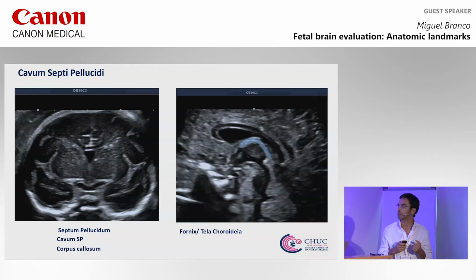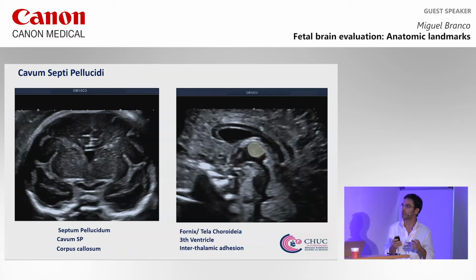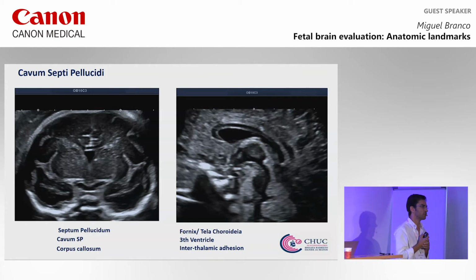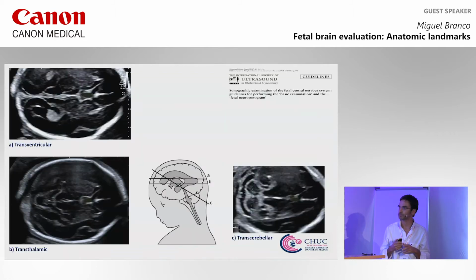callosum. The fornix here is placed more or less on the same level of the tela choroidea, and something with the third ventricle. It's very interesting to note this. This is the interthalamic adhesion that is one important landmark on the morphology of the third ventricle. We are also able to identify here the optic chiasm and the Sylvian fissure.